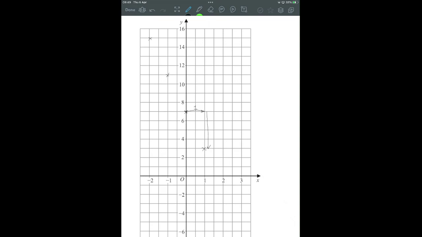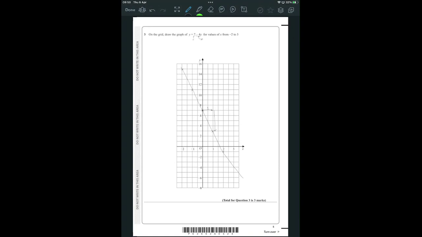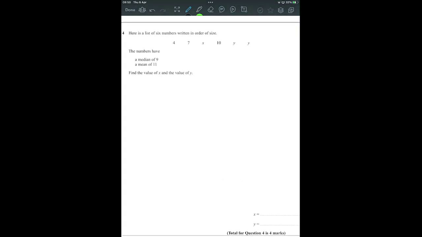I'm actually going to plot a few more points to make sure that I'm not terribly off when I join these with a very freehand line and I curved off at the end. Of course, pencil and ruler, much better idea than trying to do it on a tablet. Question 4. Here we have 6 numbers and they're written in order of size.